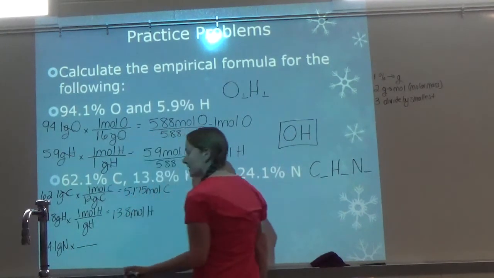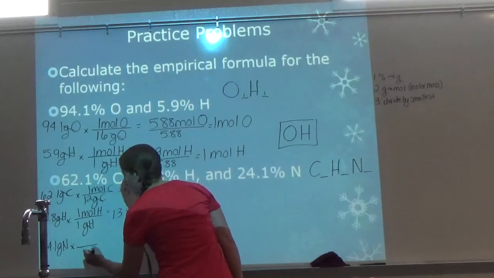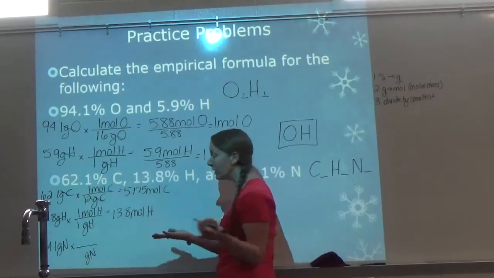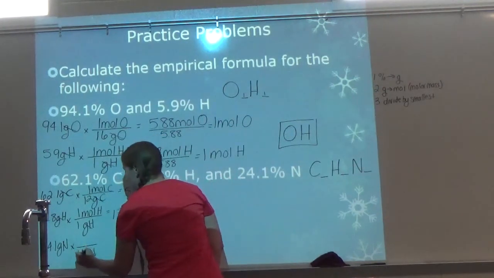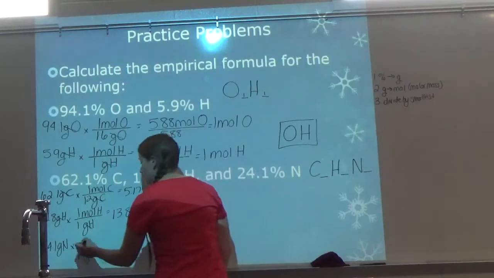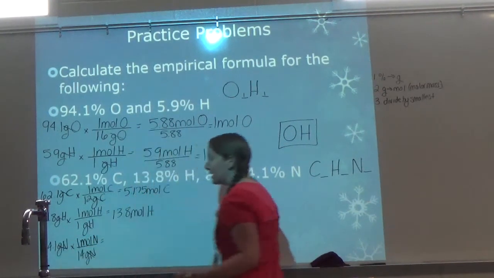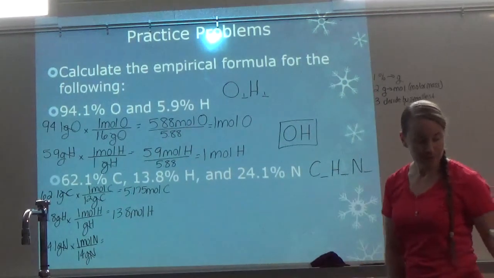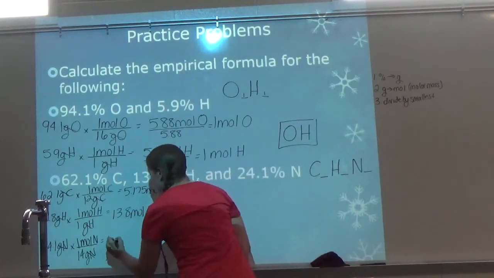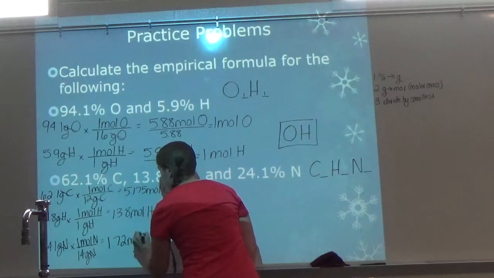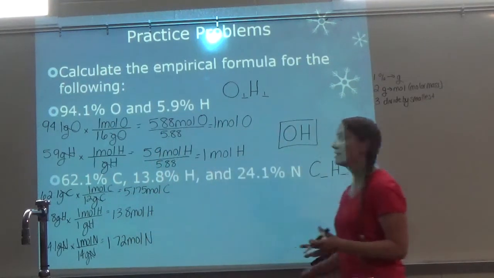So that's going to give me 13.8 moles for hydrogen. And then the last one is nitrogen. So grams is going to go on bottom. I'm just following my golden rule here. And nitrogen is about 14 grams on the periodic table. That equals 1 mole. So when I do 24.1 divided by 14, I get 1.72 moles of nitrogen.